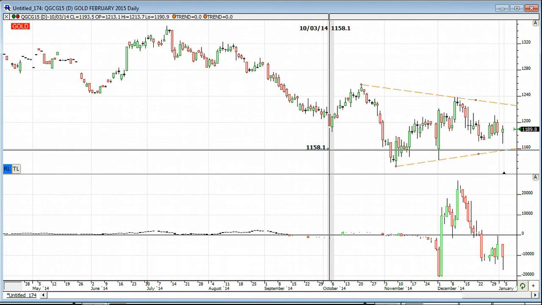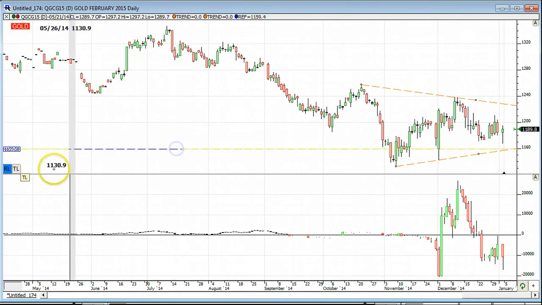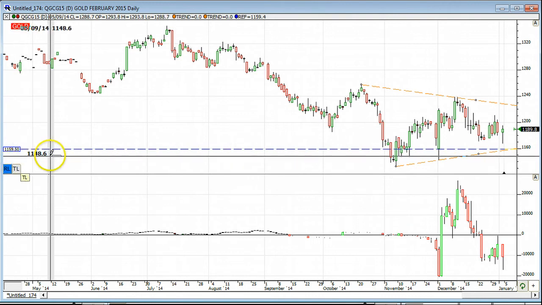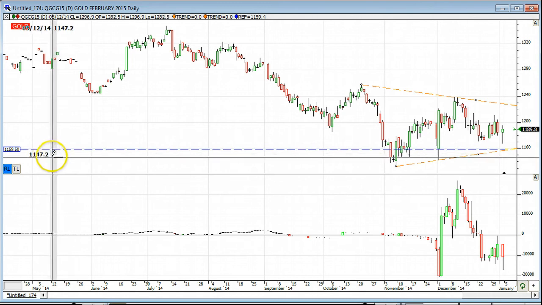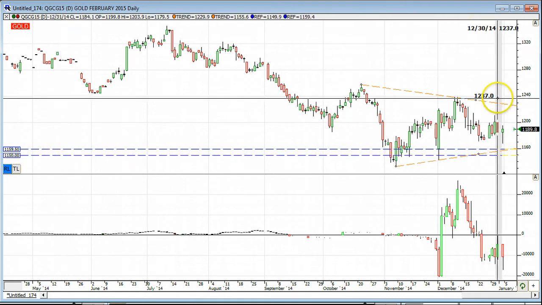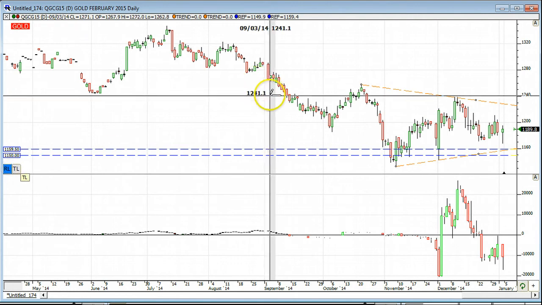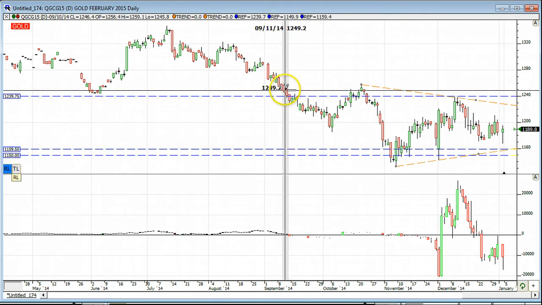On the downside exit, we should be looking at 1160. So anywhere now between 1160 to 1150 will become critical support for gold. If that breaks, it could become extremely violent to the downside. On the upside, we are dealing with 1240 to 1250.